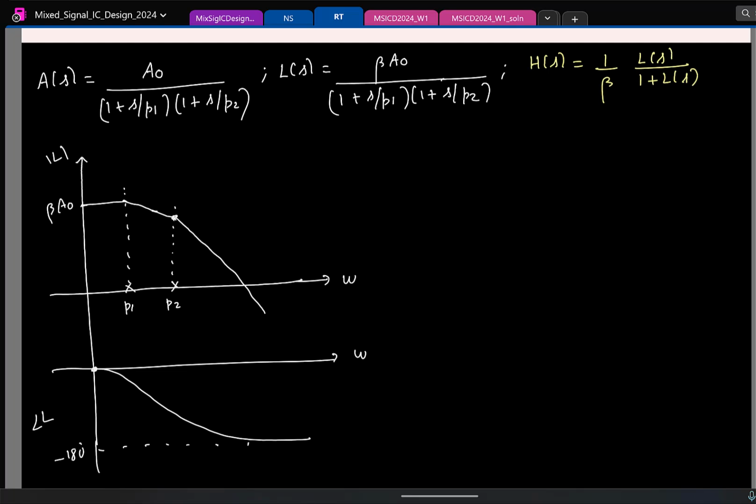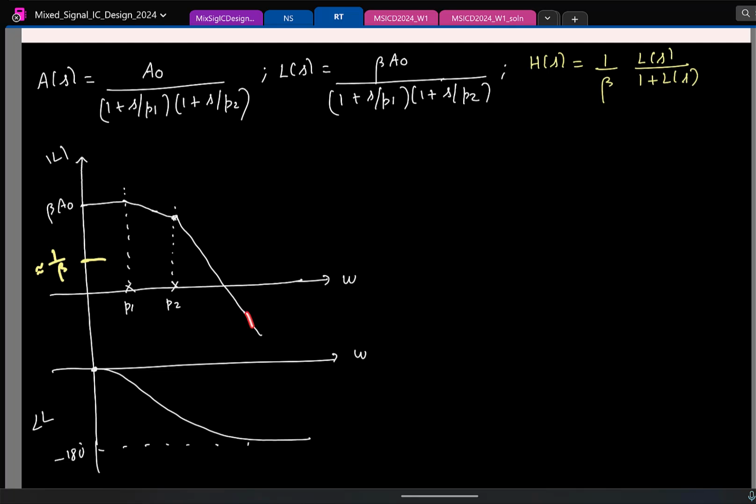So as usual, let's try to plot the closed loop transfer function now. And again, for very low frequencies, what would be the closed loop gain? At DC, what is the closed loop gain? Yeah, that's approximately 1 by beta. And the same thing holds good, right? As long as the loop gain's magnitude is much greater than 1, it's going to follow this. And for frequencies for which the loop gain's magnitude is much smaller than 1, I'll draw it slightly more like this.